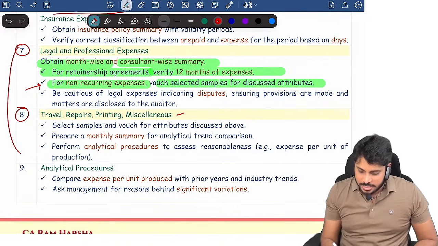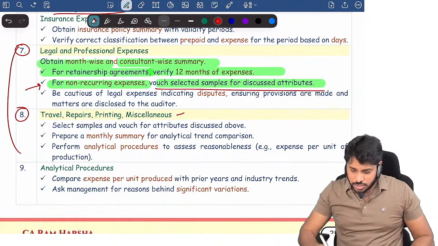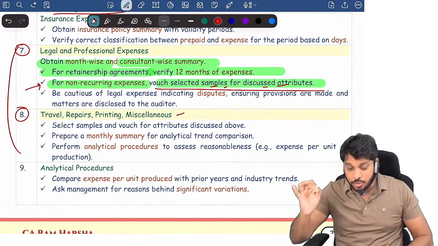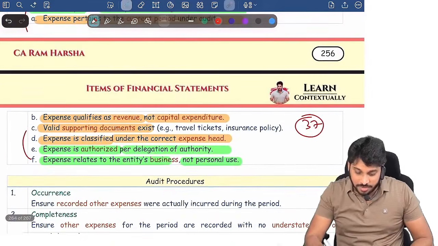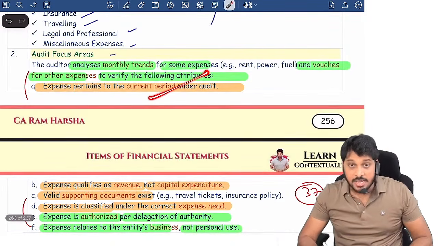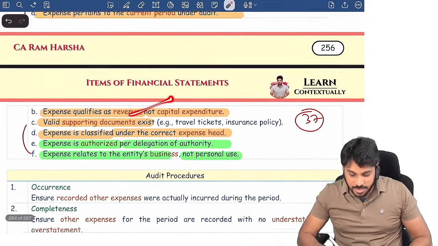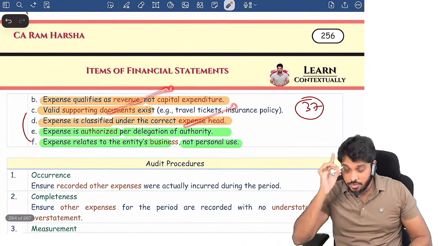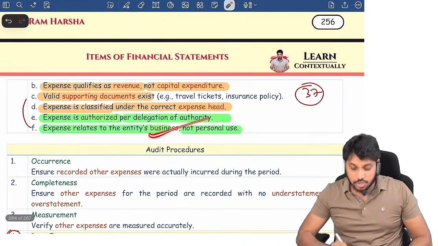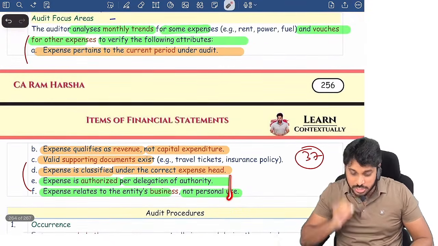Okay, and see that all the attributes, vouch selected attributes. What attributes do we need to select? We need to verify that it must belong to the current period, it is a revenue expense, its supporting document is there, it should be accounted in the correct expense head, it should be authorized, it should be for business purpose. These are all attributes that we need to test.